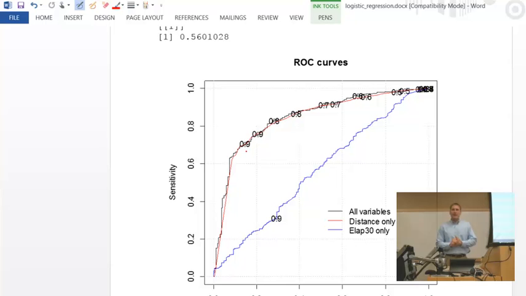So what's the worst model? The model that has just ELAP30 in it. You can see then the black and the red models there, the model that has all the variables versus the model that has just distance itself. They're very, very similar. So in fact, generally speaking, you can do just as well with only having distance in your model. That's kind of interesting. The main thing that changes a little bit is those cutoff probabilities.